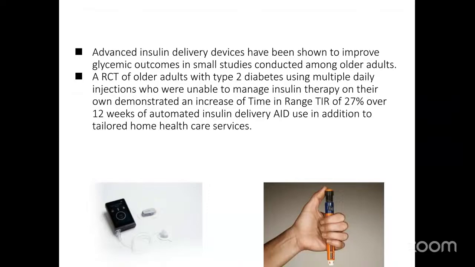So, advanced insulin delivery devices have been shown to improve glycemic outcomes in small studies conducted among older adults. An RCT, randomized controlled trial, of older adults with type 2 diabetes using multiple daily injections who were unable to manage insulin therapy on their own demonstrated an increase of time in range, TIR, of 27% over 12 weeks of automated insulin delivery use in addition to tailored home healthcare services. So these devices or technologies help to increase this TIR.